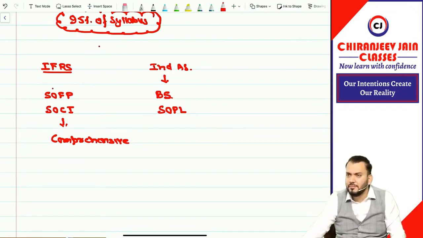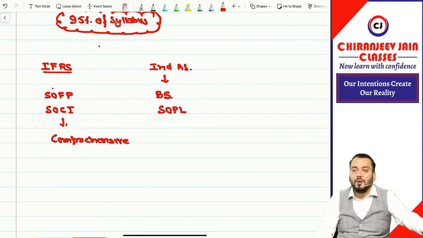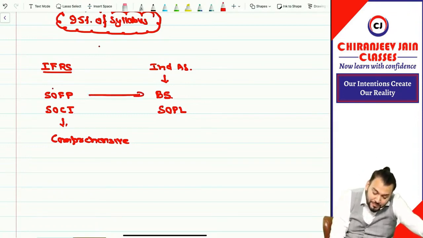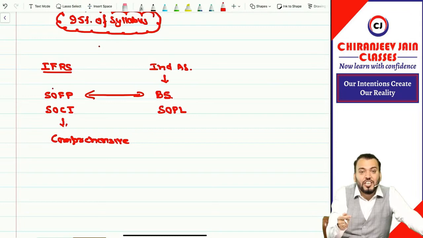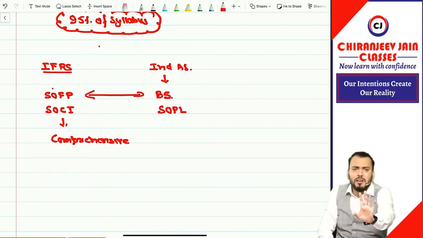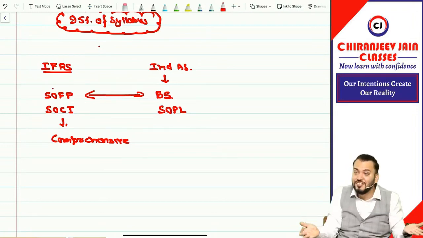Understood? Correct. Statement of comprehensive income. But now under Ind AS, what term has been used? Balance sheet and statement of profit and loss. But these two are the same only. Internationally we call it what? Statement of financial position. In India we call it what? Balance sheet. Only the term has been changed, but the requirement remains the same or not? Means there is a difference, but actually there is no difference.